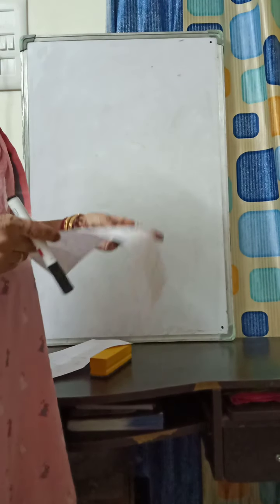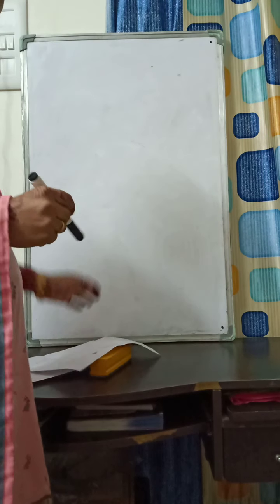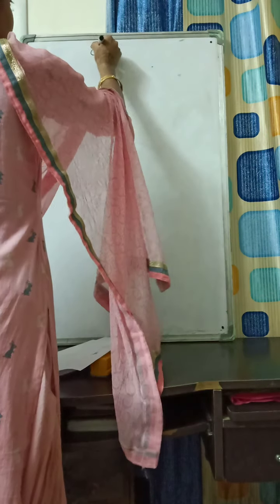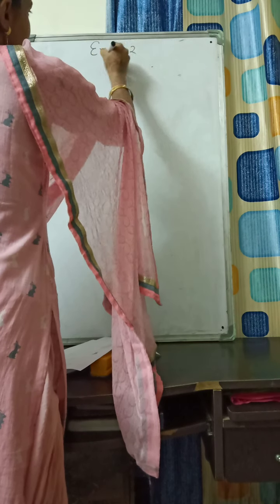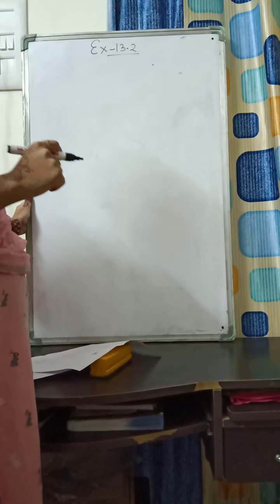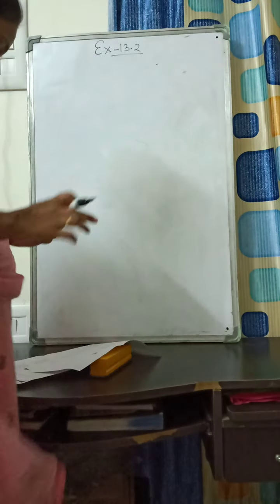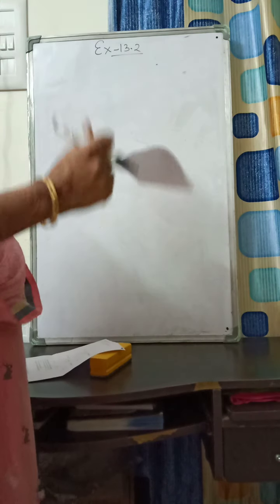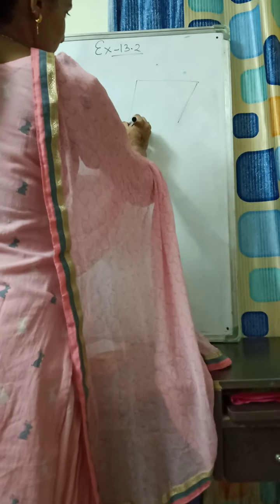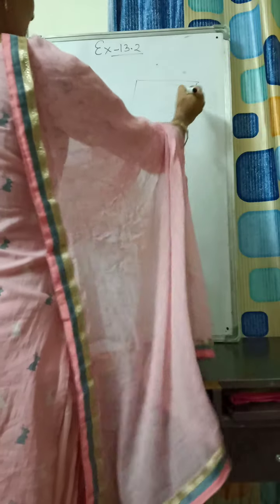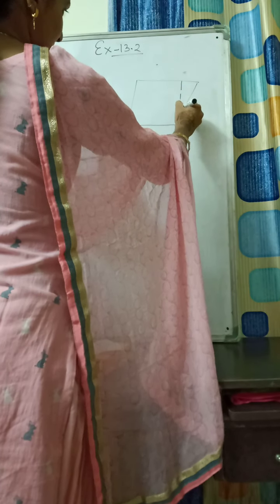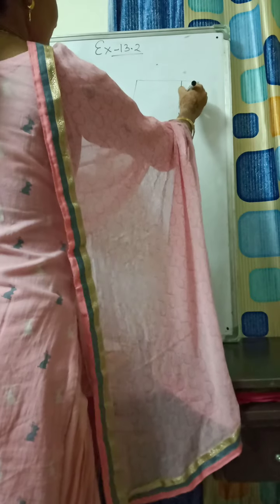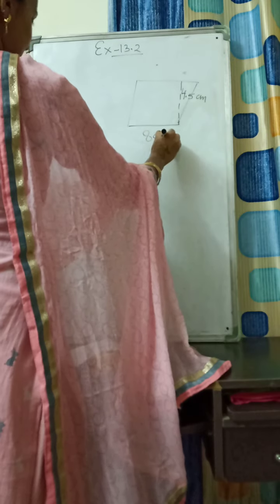Hello students, today we are going to start our exercise 13.2. So in the first question we have to find the area of a parallelogram, and the first part is given like this. Here the height is given, that is 4.5 centimeter, and the base is 8 centimeter.